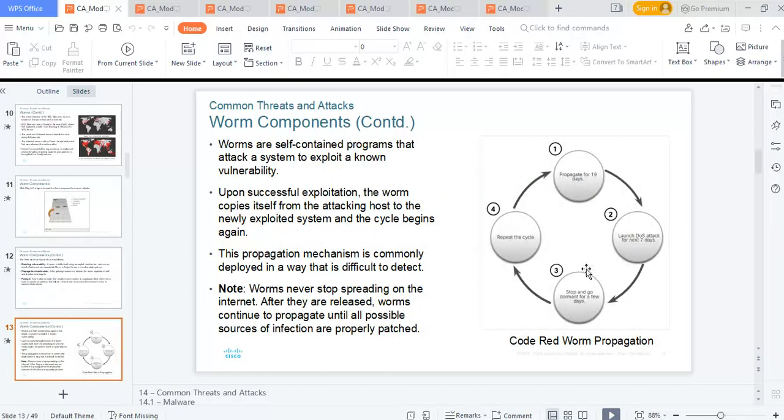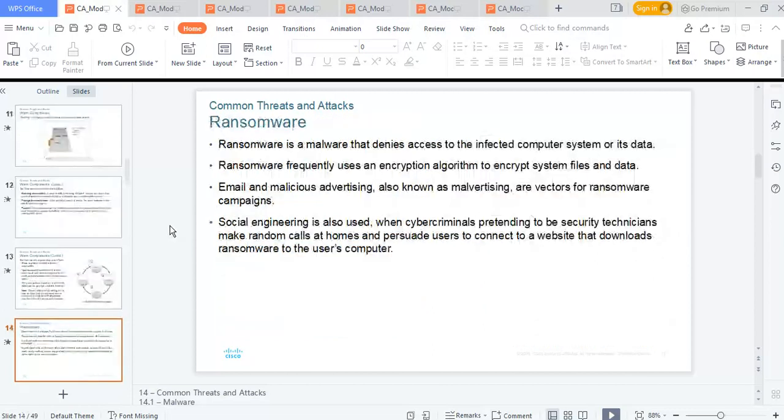This just tells you about the stages. Propagate for 19 days, launch a DoS attack in 7 days, stop and go dormant for a few days, repeat the cycle. So we know a worm will always spread. And of course, for ransomware, it's majorly collecting data, hiding it, or encrypting it. That's the word. Encrypting it and demanding cash, a ransom, money.